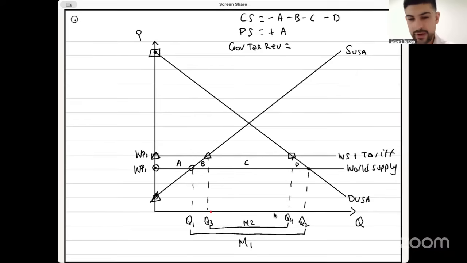Therefore, the width of the area must be Q3, Q4. Can you guys see that? Because that is the new level of imports, and the height of the area is the tariff, the tax rate itself, so it's area C. The government collects tax revenue equal to area C.